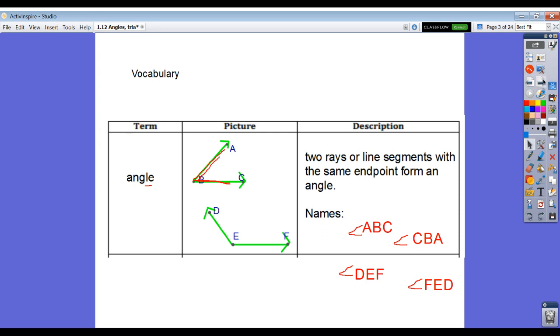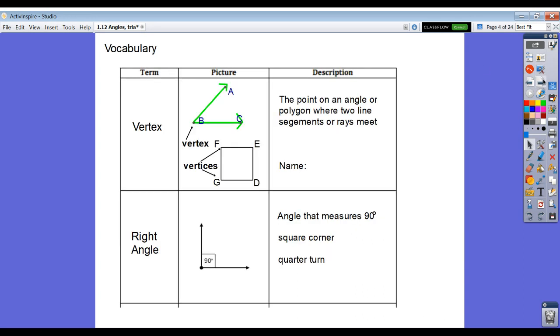Okay, so the next word, which I was just telling you about, is vertex. Just like Bridget made sure she put her vertex in the center, when we're naming, that's really important. And the vertex is the point on an angle or a polygon where the 2 line segments or rays meet. So everybody say vertex. If you have more than one of them, you have vertices. Everybody say that. Vertices. Now say vertex, vertices.